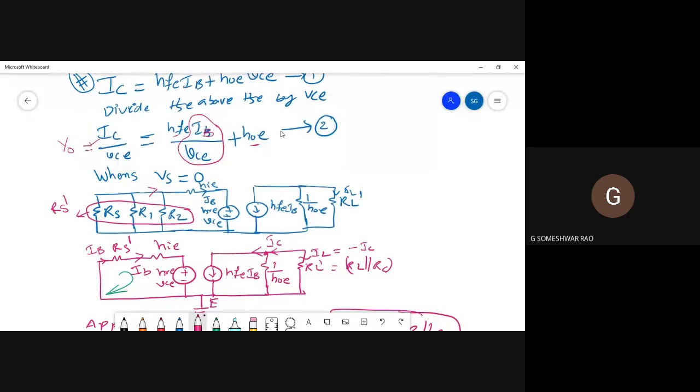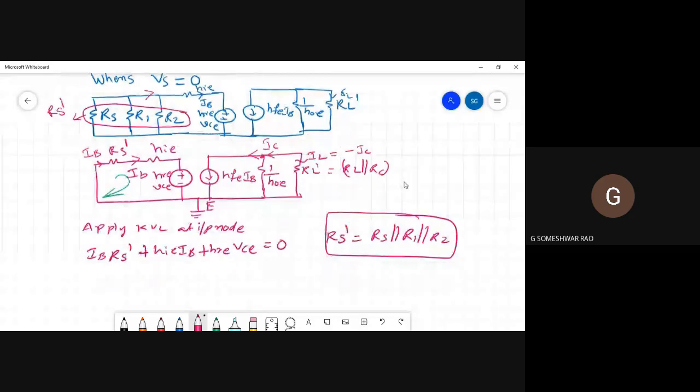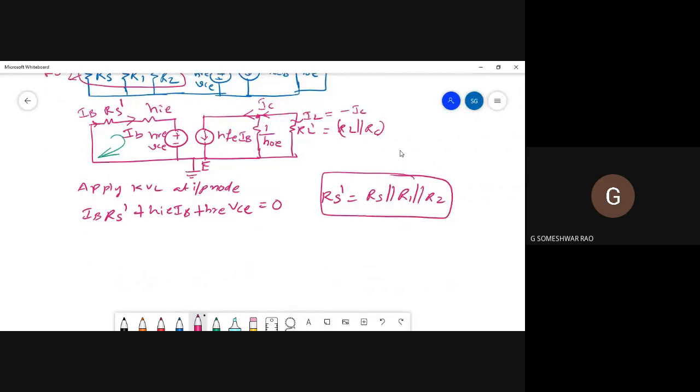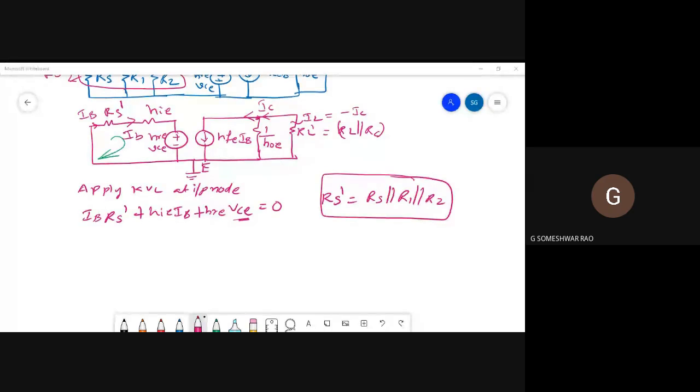So we are interested in deriving the IB by VCE expression actually. When I say IB by VCE, the VCE term is there as a third term. If I bring this term to the RHS, it is there on the LHS side. So what are we going to get? I'll take IB common. If I take IB common, RS dash plus hie. So what should I do with this term? Minus hre into VCE, sir. Very good. Minus hre into VCE.